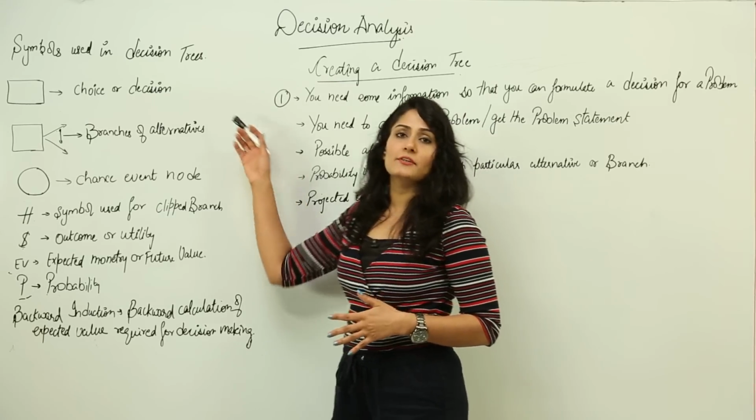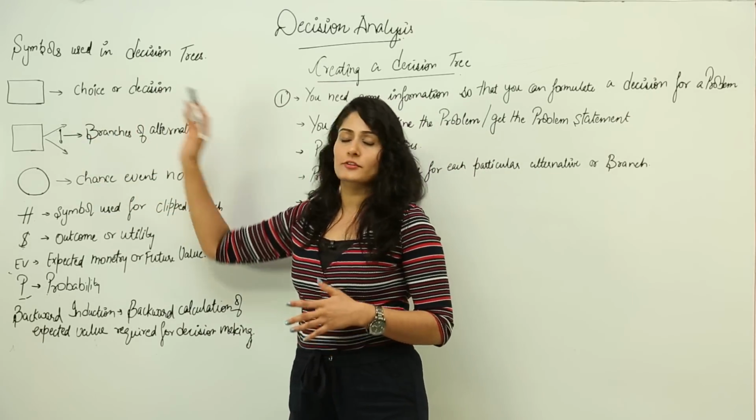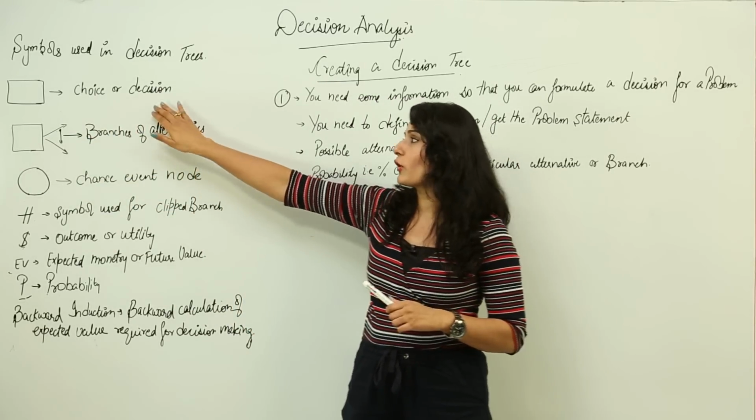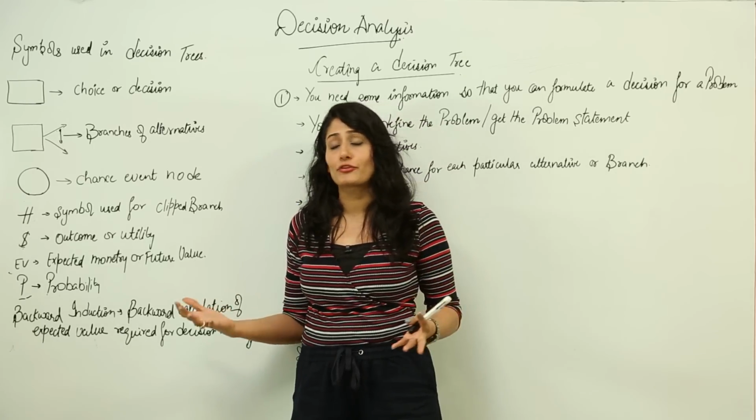Let us look at the symbols used in the decision tree. The first one is the square. This square represents the choice or the decision which we have to make or we have to take.